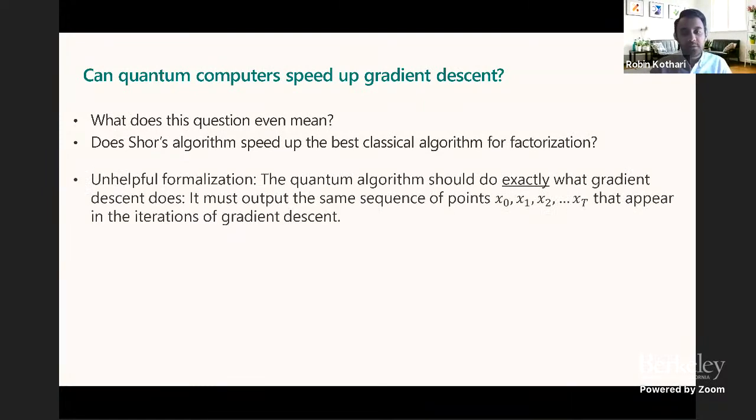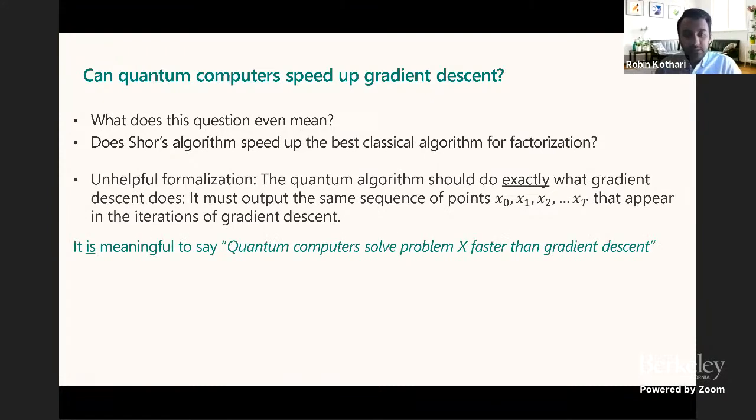Here's one formalization that I don't like, where you would say that the quantum algorithm which speeds up gradient descent should do basically exactly what gradient descent does. It should output the same sequence of points, x0, x1, x2, and so on, that gradient descent would have if you ran gradient descent on your input. But this is too much, right? You're asking the quantum algorithm to do too much. So that's not a great way to formalize the question. But what is meaningful is to say that you can fix some problem, say problem X, and say quantum computers solve this problem faster than gradient descent solves the problem.